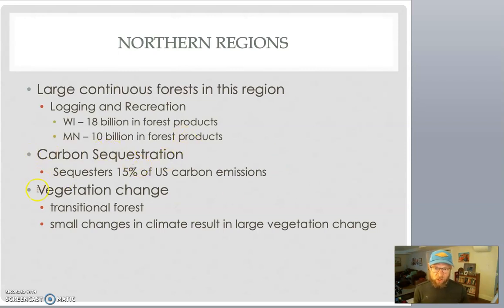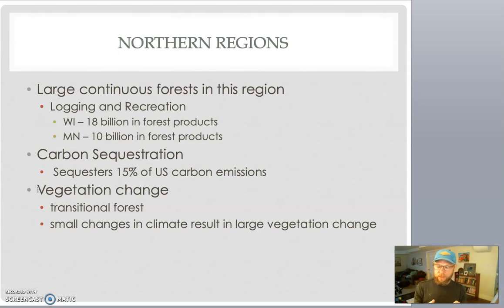Also, these forests sequester about 15% of US carbon emissions. So for the US in particular, these forests are really important from a carbon budget standpoint. Lots of these forests are in what we would call transitional forest, where it's transitioning from eastern deciduous to boreal forest. And what's happening right now is that the boundary between the boreal and the eastern deciduous is moving north or moving up in elevation.